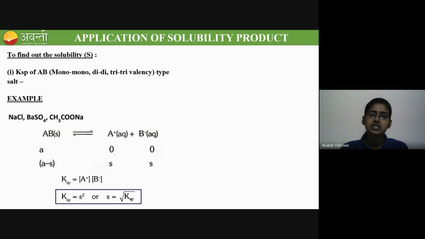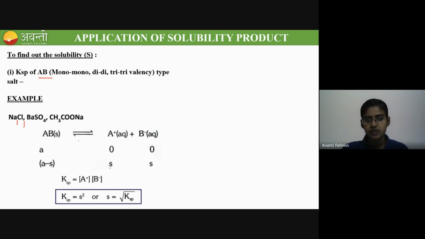Now we will see the applications of solubility product. First, it is used to find out the solubility. This is what I was talking about. We can find out the solubility S from the solubility product. Suppose for mono-monovalent type of salt like NaCl. NaCl is mono type, right? And BaSO4 is also mono, and CH3COO- Na+ is also the same thing, AB type only. For any AB type of salt, the dissociation is A+ and B-.